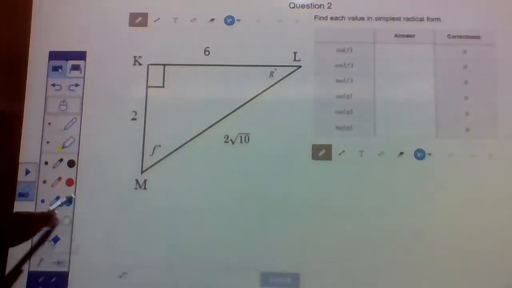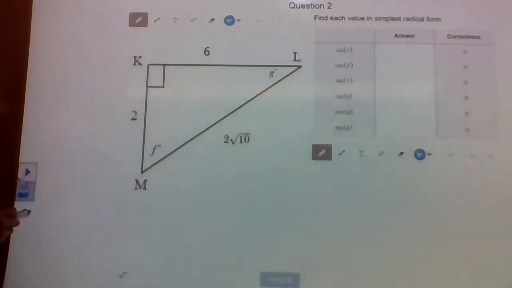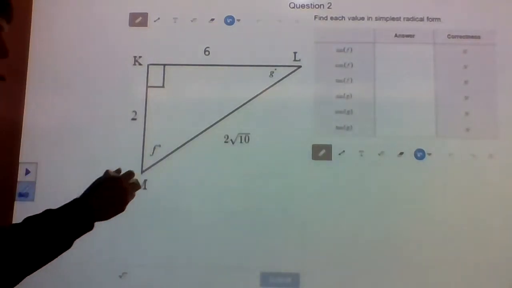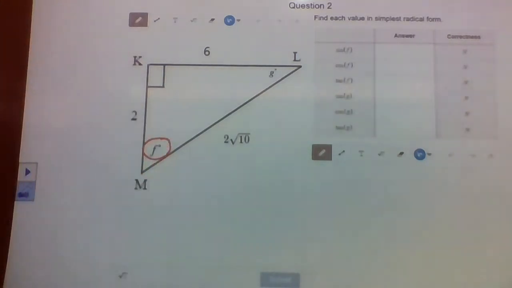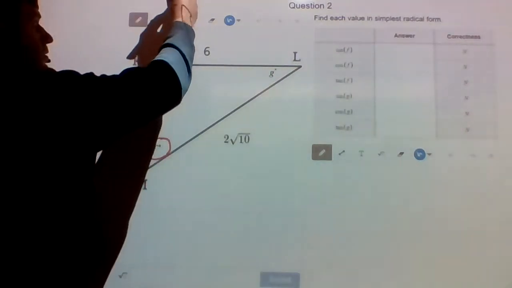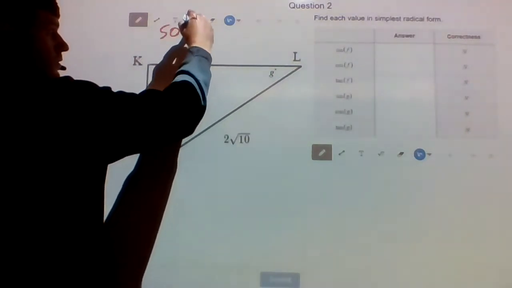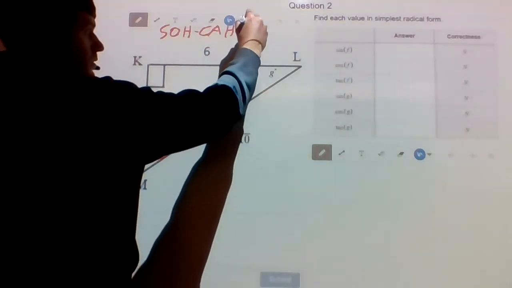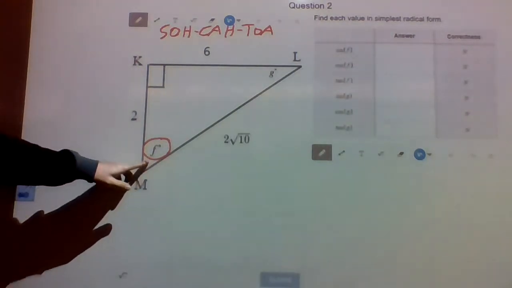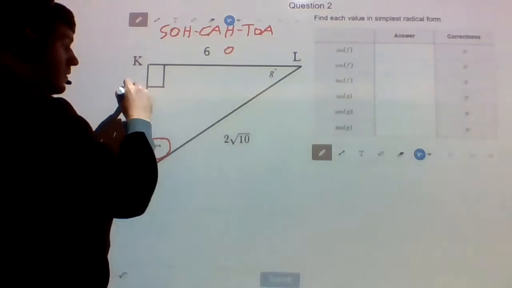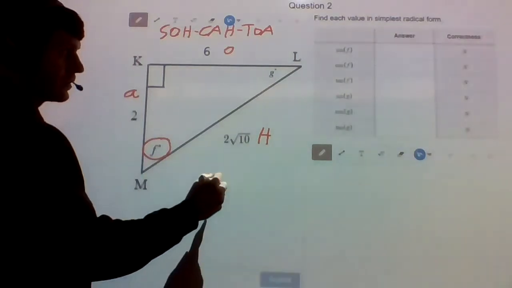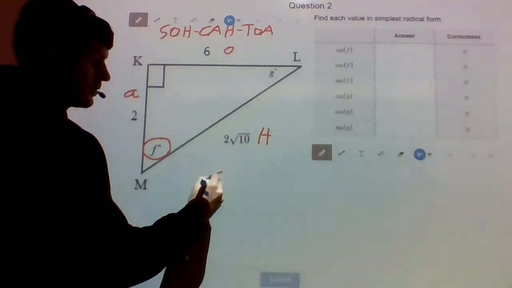Okay, number 2, same thing essentially, except we're going to use radicals here. So let's start with angle F first, or angle M, which is F degrees. So F is your input. Okay, sine, again, if we put SOHCAHTOA back up, okay, so sine, we have opposite, adjacent, and hypotenuse. So sine is opposite over hypotenuse, so that's going to be 6 over 2 root 10.